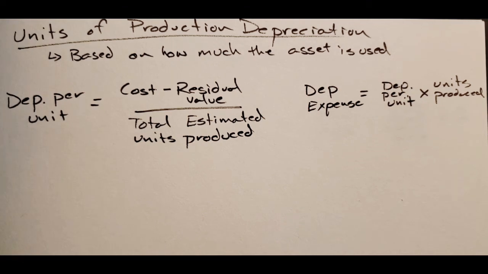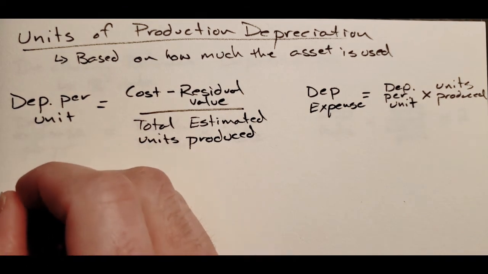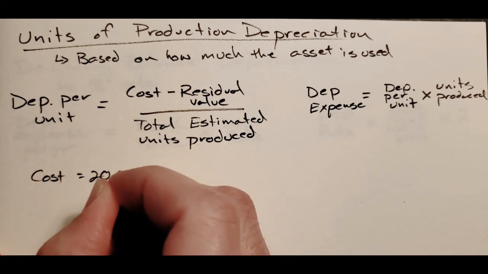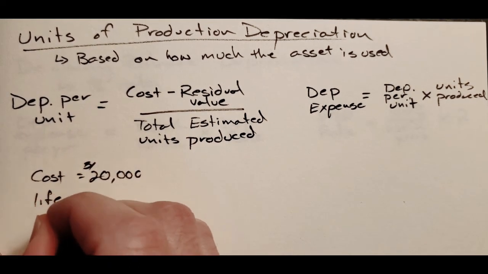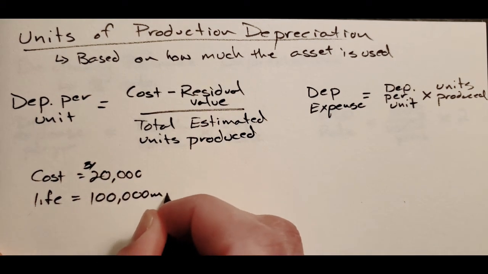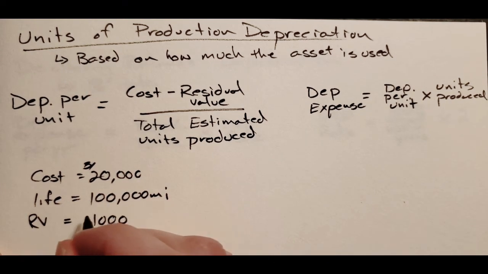So in order to get this started, let's use the example from our notes, the example of the delivery company that has a new truck that is $20,000. So the cost is $20,000. The useful life is 100,000 miles. And the residual value or the salvage value is $1,000.